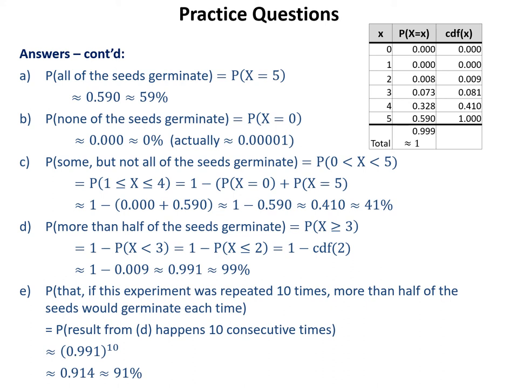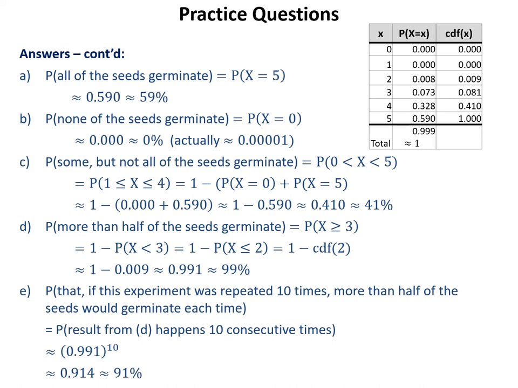For part A, we're asked to find the probability that all the seeds germinate, which is simply equal to the probability that X equals 5, and we can get that from the table that rounds to 0.590, or to the nearest percent, 59%. For part B, the probability that none of the seeds germinate is equal to the probability that X equals 0, which from the table rounds to 0.000, or 0%.